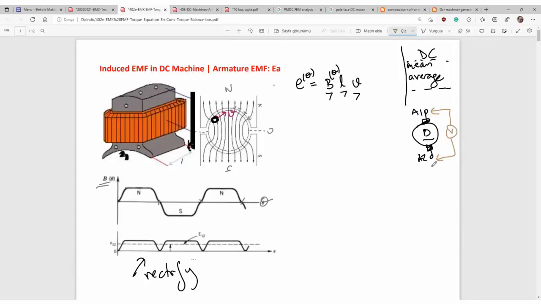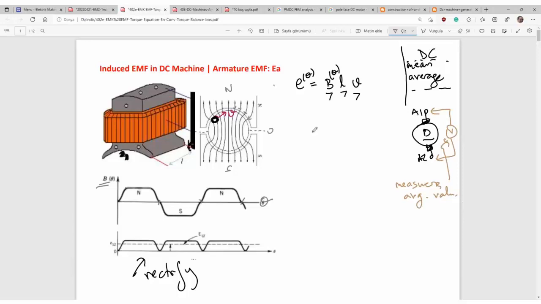But this voltmeter measures the average value. So when we say 12 volt DC, you always mean the average value. When you say 12 volts AC, you always mean the RMS value. RMS, root mean square, effective value. So in DC we use the average value.